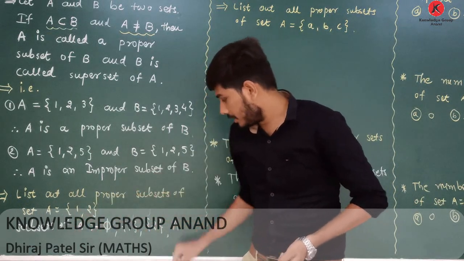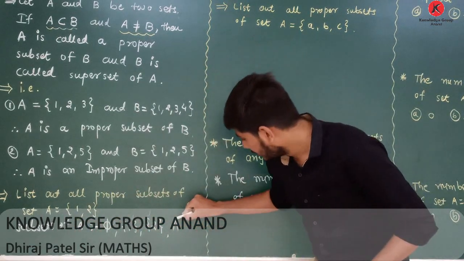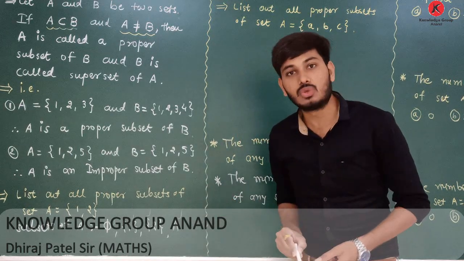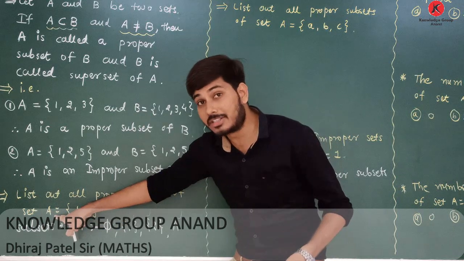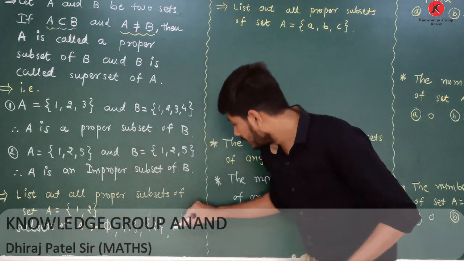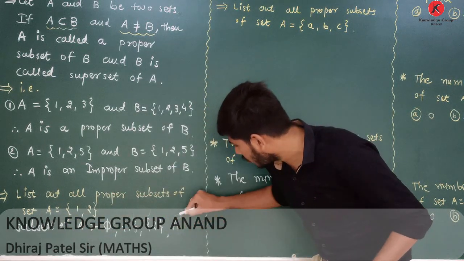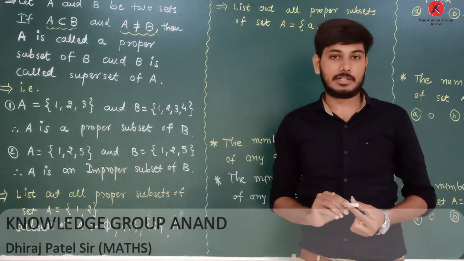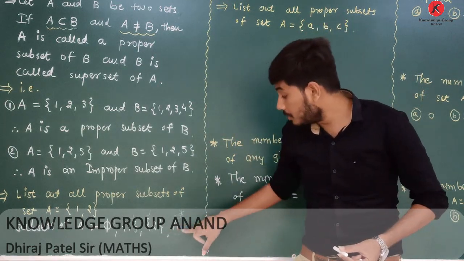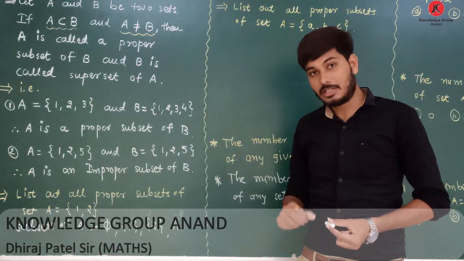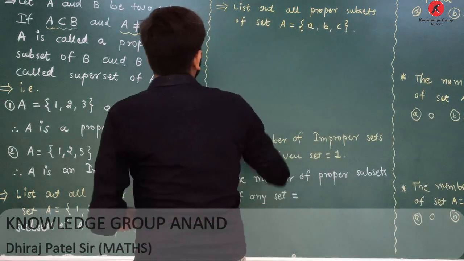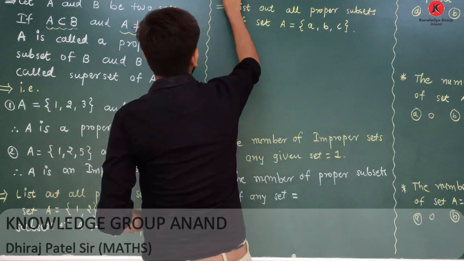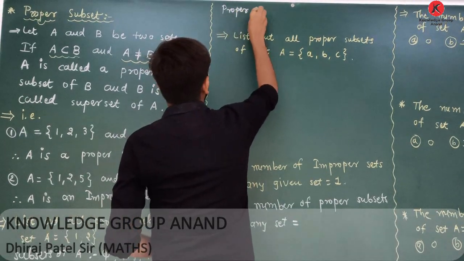Not equal to set A, therefore it is a proper subset. And the last one, curly bracket 1, 2, or set A, is a subset of set A, but they are equal, therefore this is not a proper subset. This is an improper subset. Therefore, I am listing out the proper subsets of set A here.